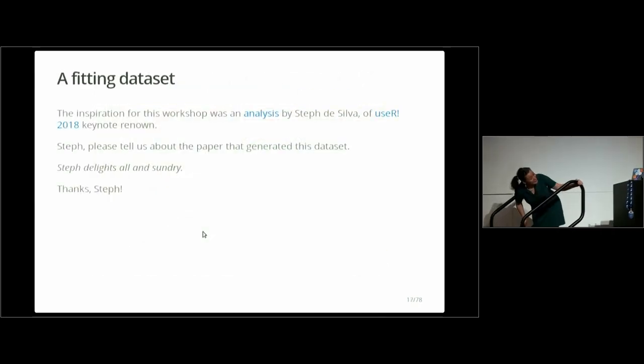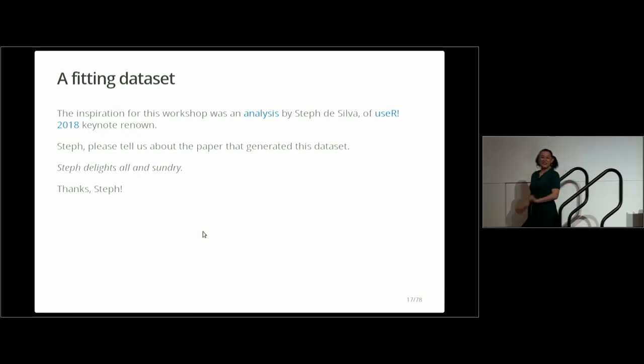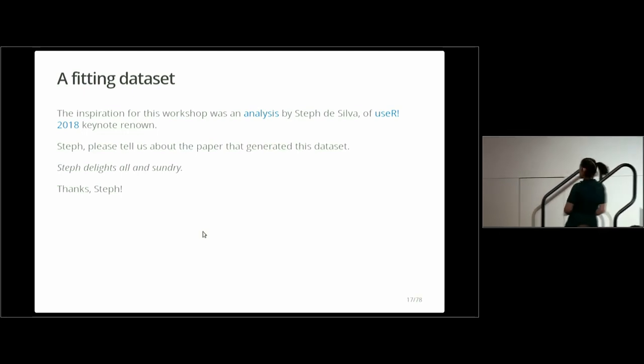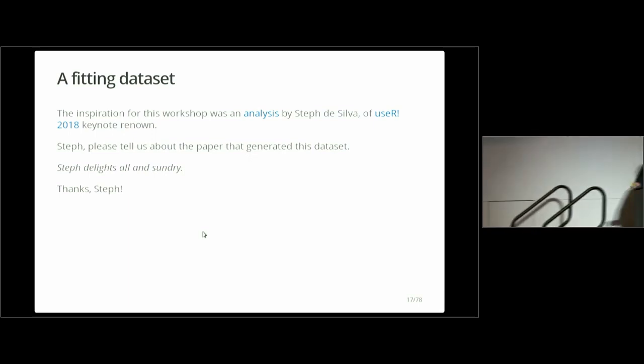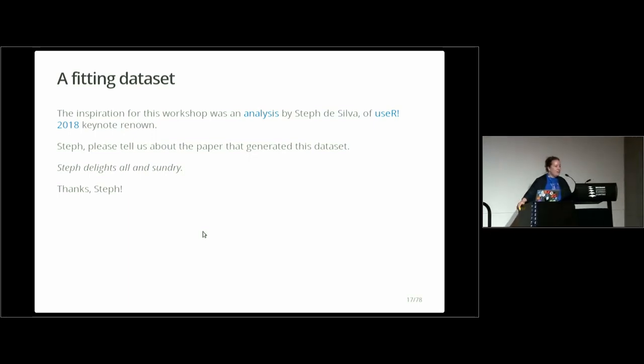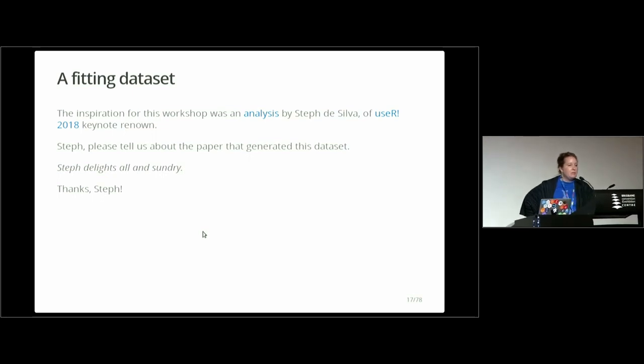But I didn't actually read the paper. Luckily, we have the person who wrote the analysis that inspired this workshop here. So I thought Steph might tell us a bit about the data set. The witch trials data set came from a paper that was recently released. What these authors did was go through all of the historical records for witch trials, so burning people at the stake, between I think the 11th and the 15th centuries.